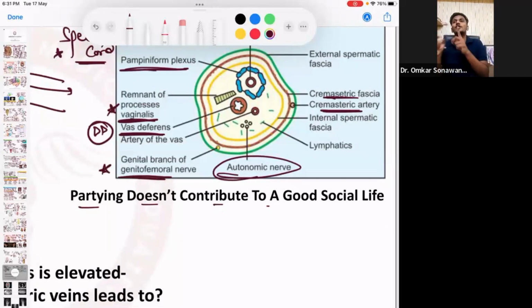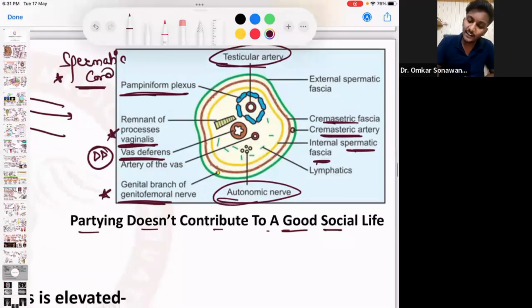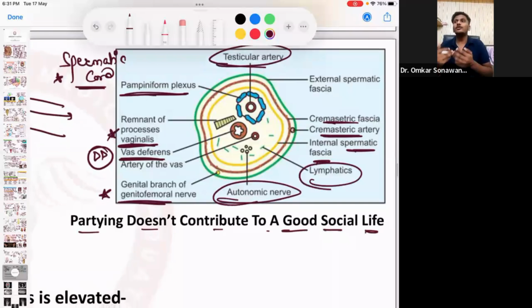So which branch of genitofemoral nerve passes via spermatic cord? Genital branch of genitofemoral nerve. Then S goes for the spermatic fascia, the internal and external spermatic fascia, and life goes for the lymphatics.